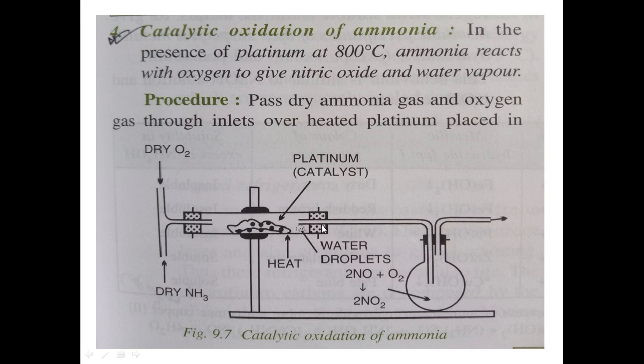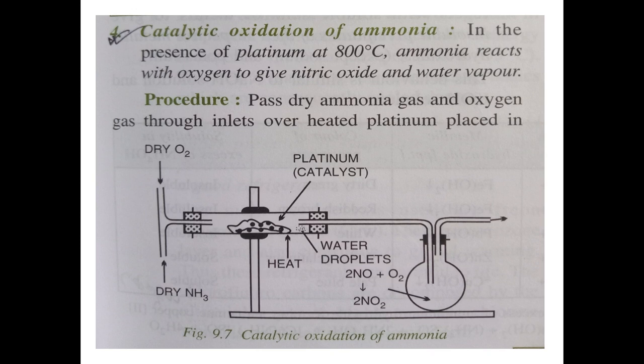Water droplets can be seen here, and in this round bottom flask, nitric oxide combines with oxygen to give nitrogen dioxide. So we get nitric oxide and water vapor, and further if we pass oxygen over nitric oxide, we get nitrogen dioxide.